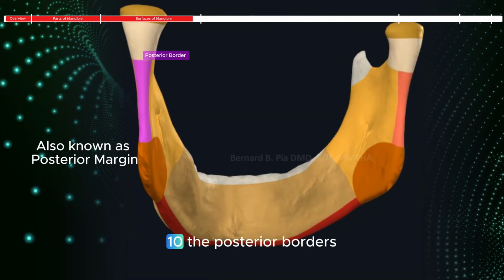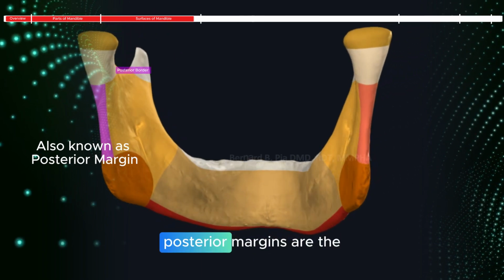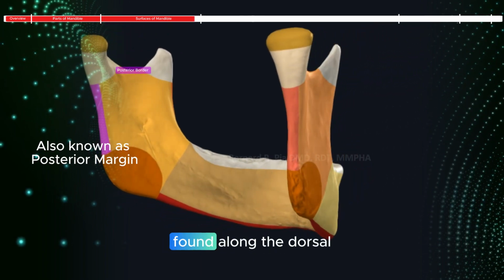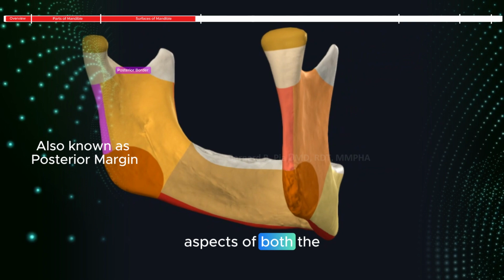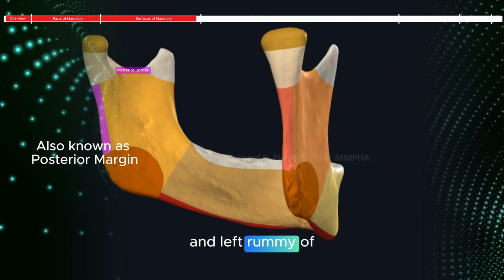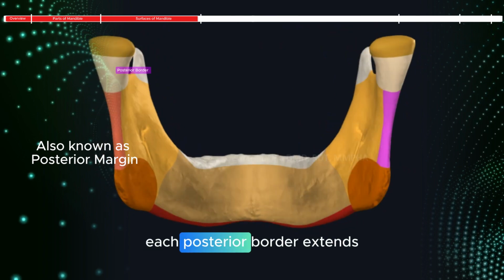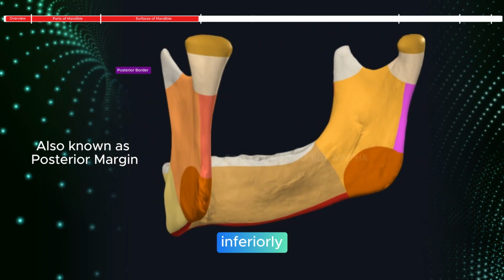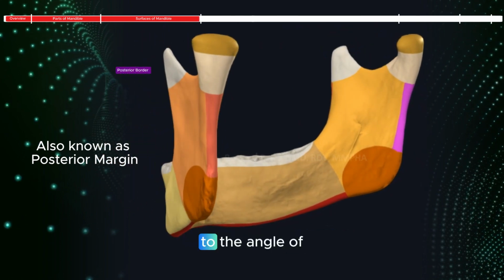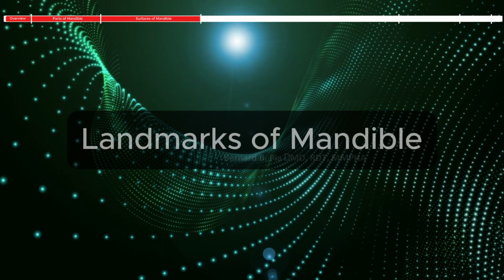10. The posterior borders, or posterior margins, are the thick margins found along the dorsal aspects of both the right and left rami of the mandible. On its corresponding side, each posterior border extends inferiorly from the condylar process to the angle of the mandible.